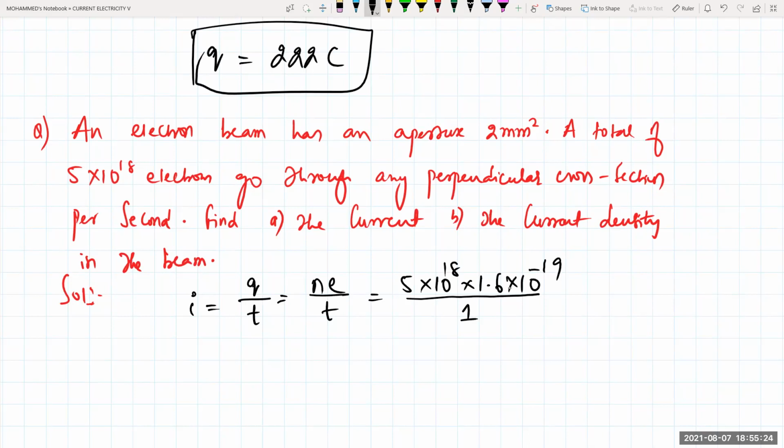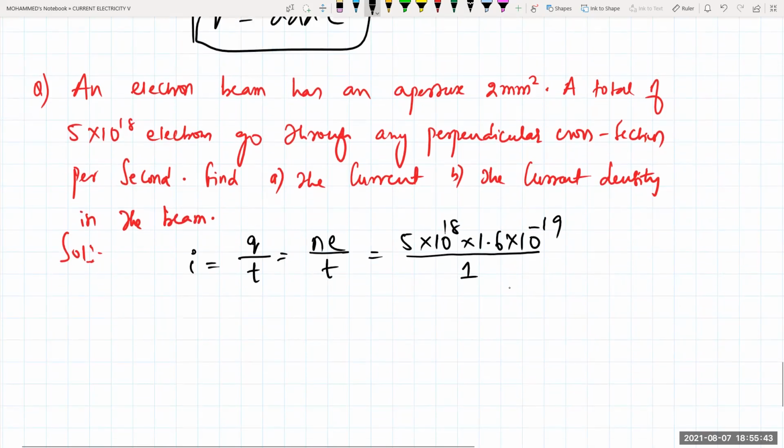10 to the power of minus 1 will get. 16 by 10 రాసుకో, 16 by 10 రాసుకుంటే 10 to the power of minus 20. So it is 16 5s are 80. 80 into 10 to the power of 18, 10 to the power of minus 20. We can take it as 10 to the power of minus 1. So 1.6 into 0.5, 0.8. Okay, 0.8 amperes.